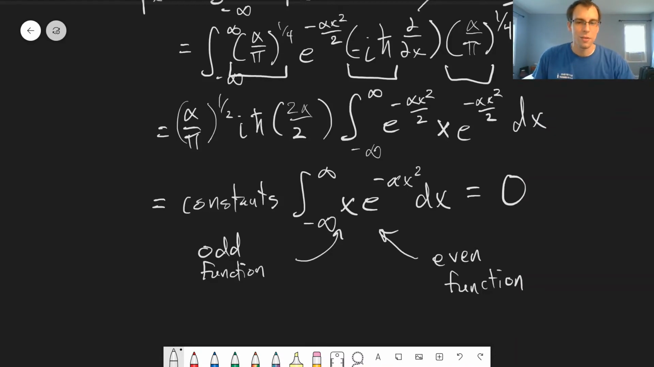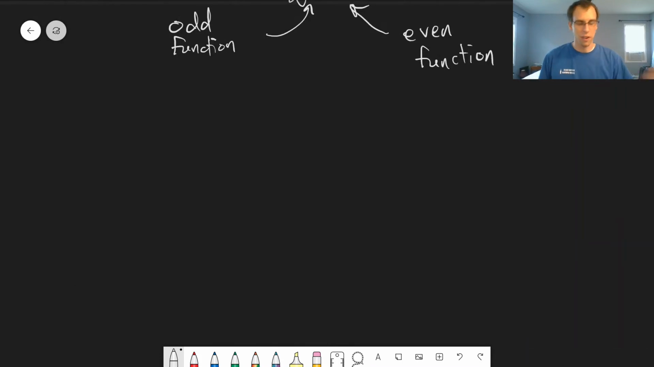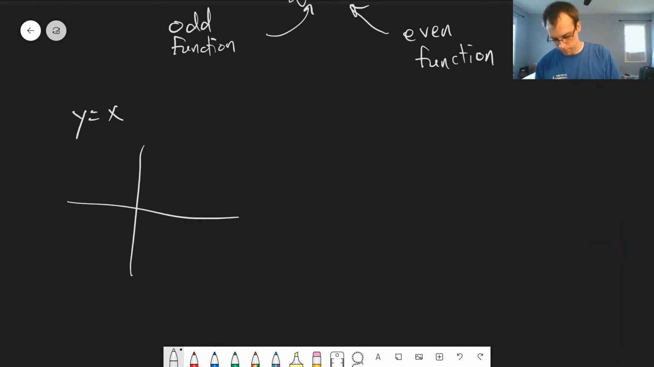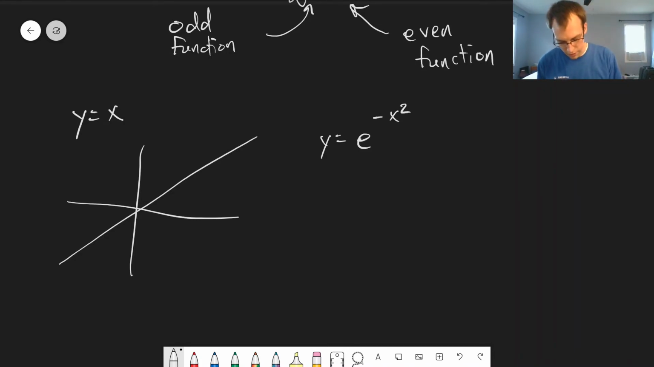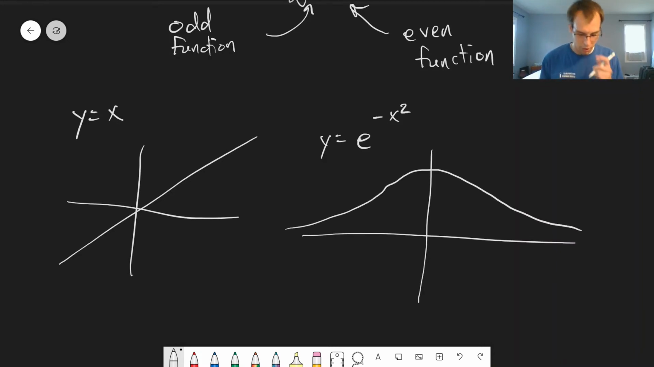Let's sketch out these functions. So y equals x looks like this, and y equals e to the minus x squared. It doesn't really matter that there's an alpha there or not for our purposes right now. What this function looks like is this. It's a Gaussian curve, if you're familiar with that. So it'll be 1 at 0, and then it'll decrease to 0 on either side, but it's symmetric. That's the important part here.